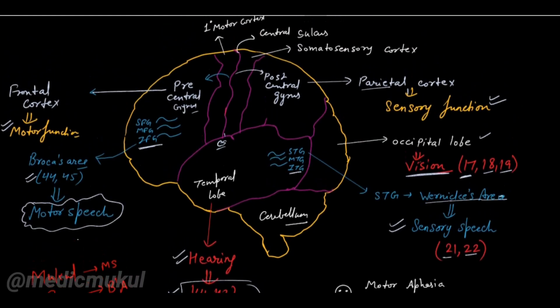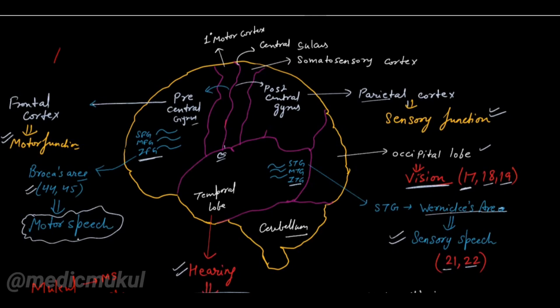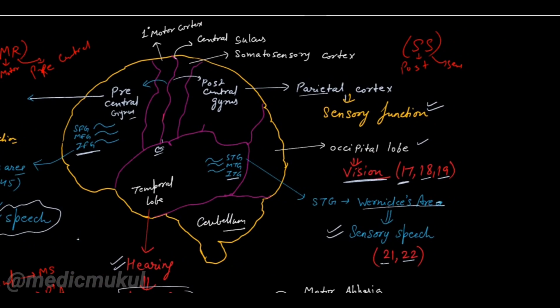Also remember Mr. SS. When you confuse which gyrus is responsible for motor function and which gyrus is responsible for sensory function, remember M for motor, and Mr. means precentral gyrus, PR, and SS, remember that there is post, responsible for sensory functions.